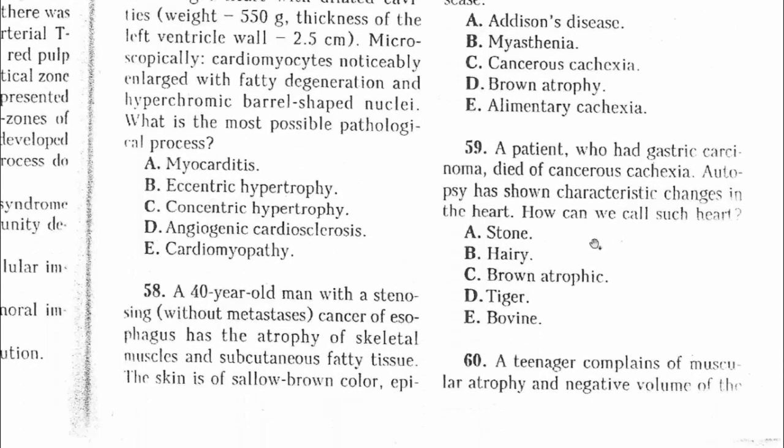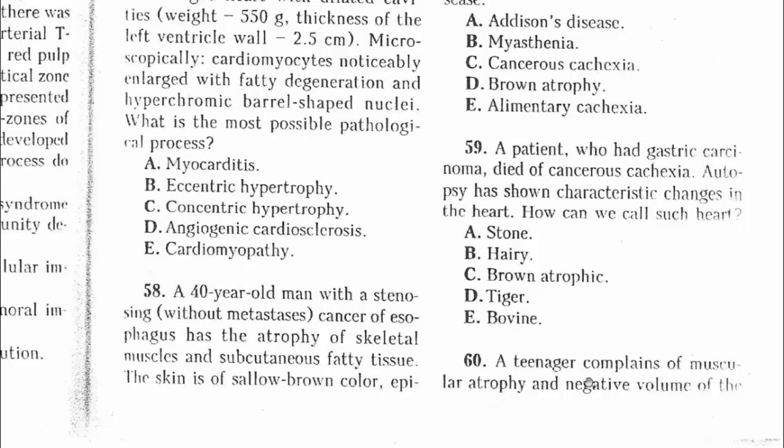59. A patient who had gastric carcinoma died of cancerous cachexia. Autopsy has shown characteristic changes in the heart. How can we call such a heart? Come on. What did I say about brown atrophy? Yellowish brown color seen in what? Heart and liver. So your answer is what? Brown atrophic. So your answer is C.